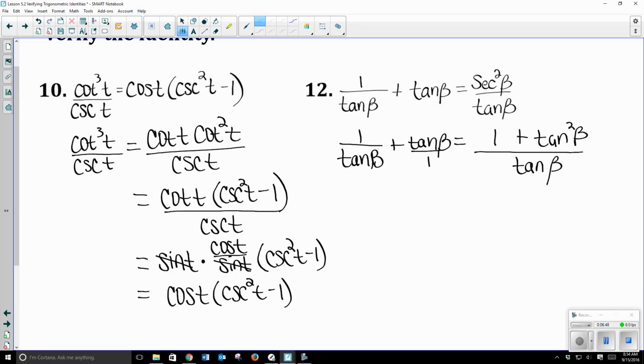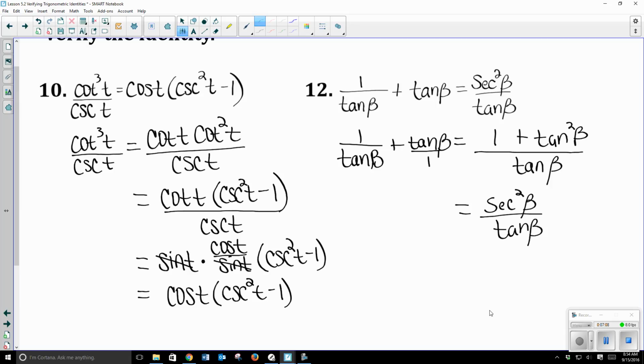Now, if you need help with that, come see me. We can work on that together. You need to get to where you're faster with that. Now the top turns into, guess what? Secant squared beta. And we're finished. It was that easy.